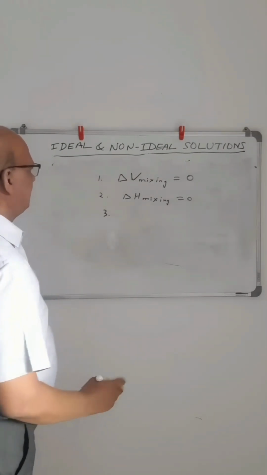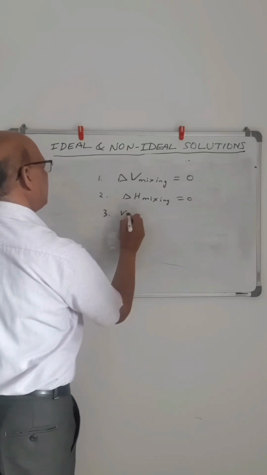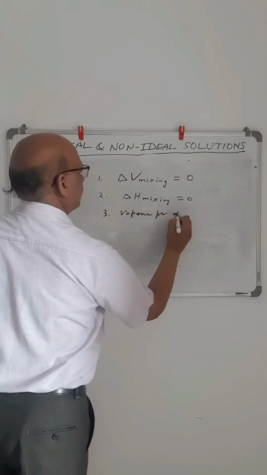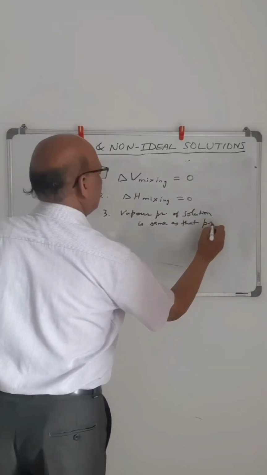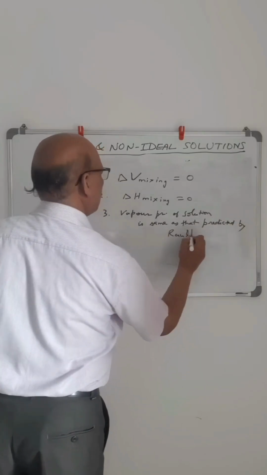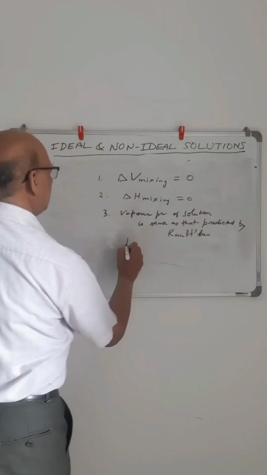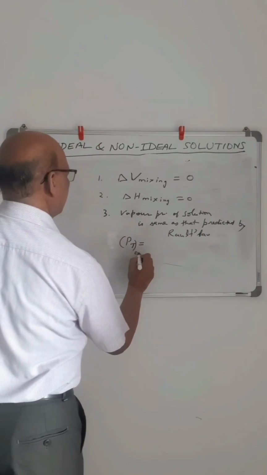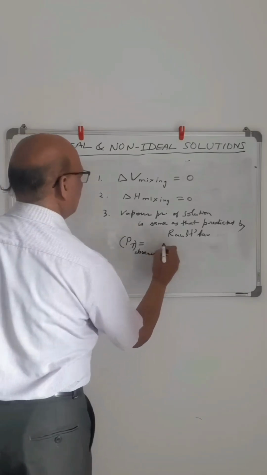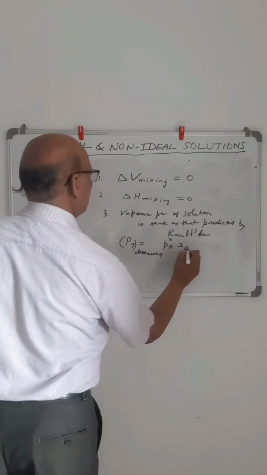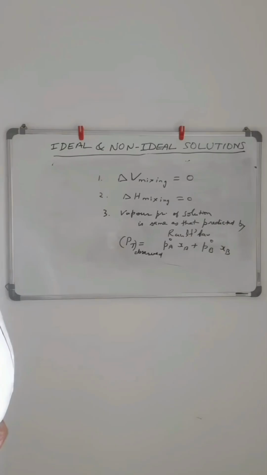Number three, we can say that the vapor pressure of the solution is the same as that predicted by Raoult's law. That means it obeys Raoult's law. So its vapor pressure is the observed vapor pressure, what we actually see after measurement, and is found to be equal to PA0 XA plus PB0 XB. So these three conditions it has to satisfy.